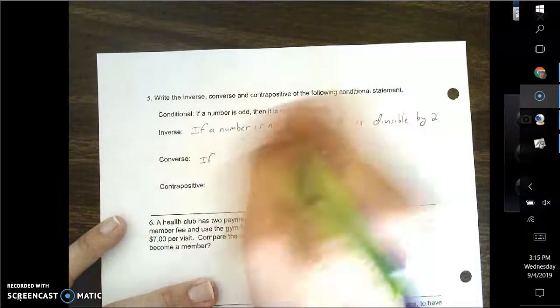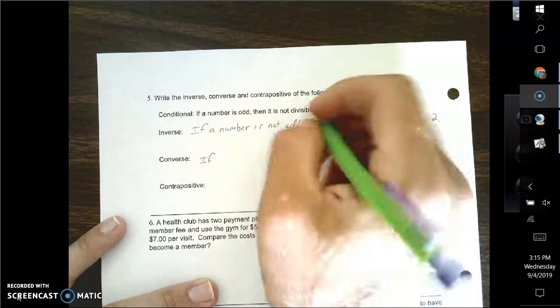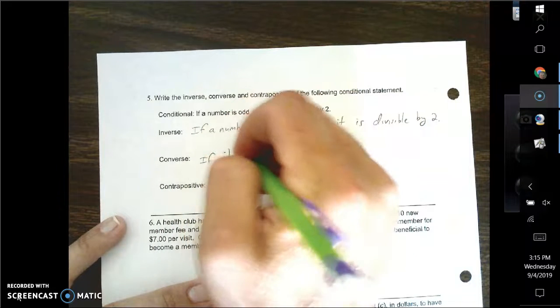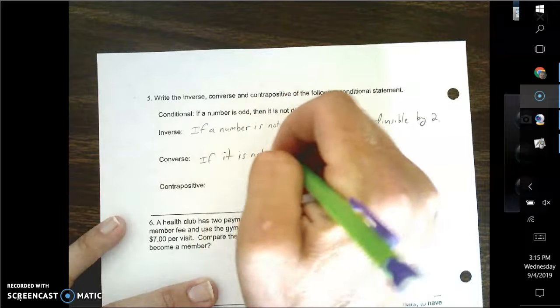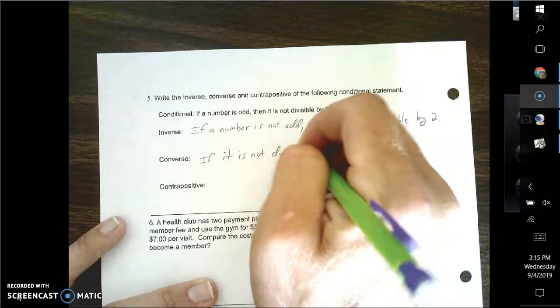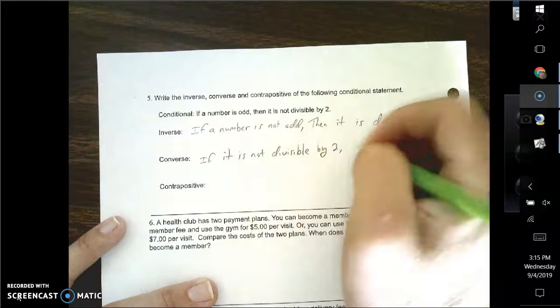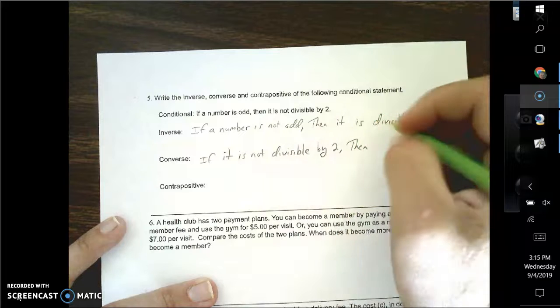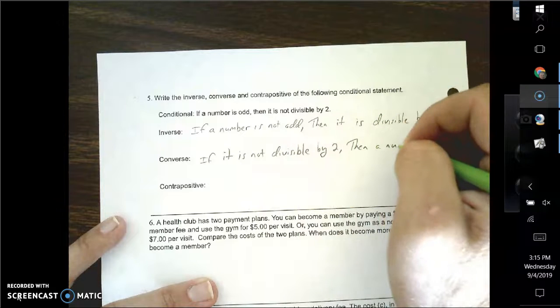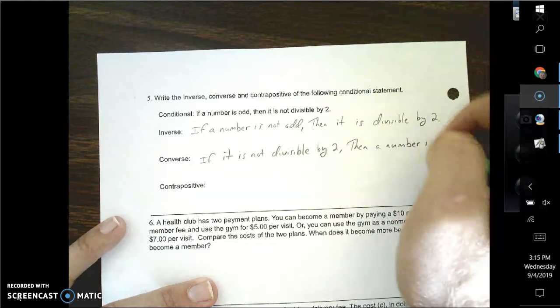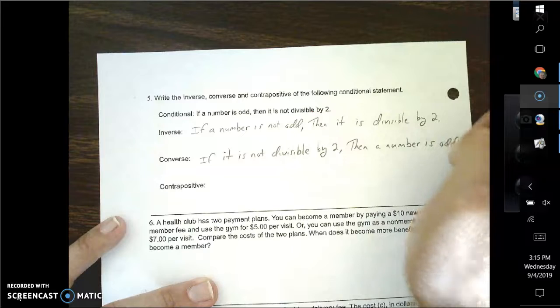Converse, flip it, okay? If a number, or if it is not divisible by 2, then a number is odd. Okay, very good.